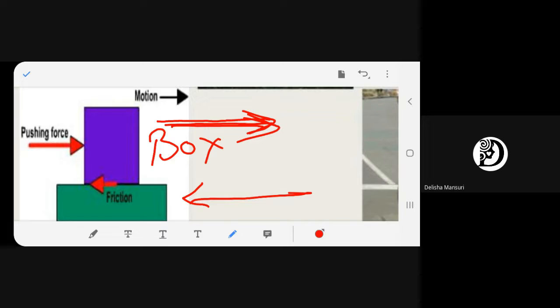For example, aeroplane. Now, if I ask you a question, an aeroplane is moving on a straight line, right? It's moving in the air. Where is the friction? Is there some friction or not? Is there friction when the aeroplane is moving, or not?